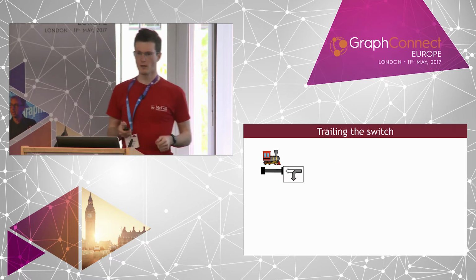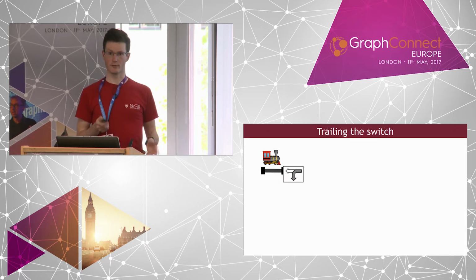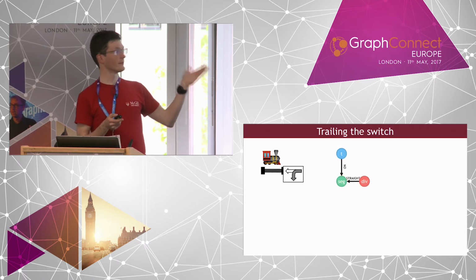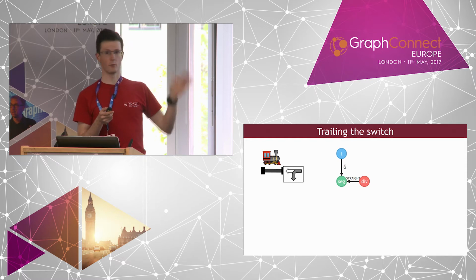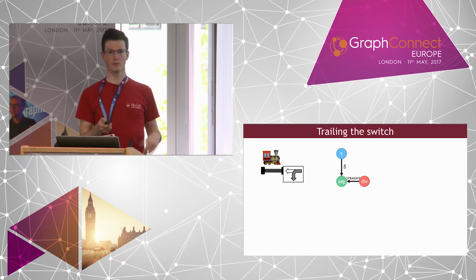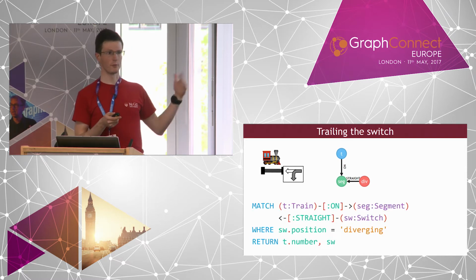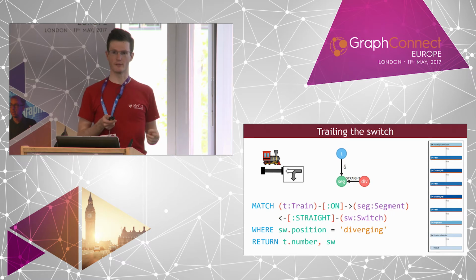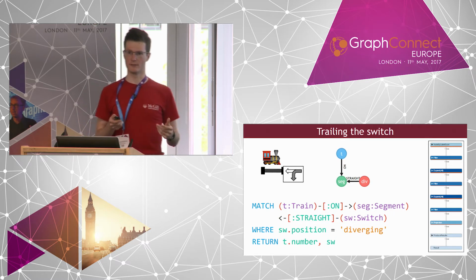efficiently. Also, for the trailing the switch constraint, we can add a graph pattern that there is a train which is on a segment which goes straight to a switch. This can also be captured with Cypher that has a match and a filtering operation. And again, Neo4j is capable of evaluating this easily.